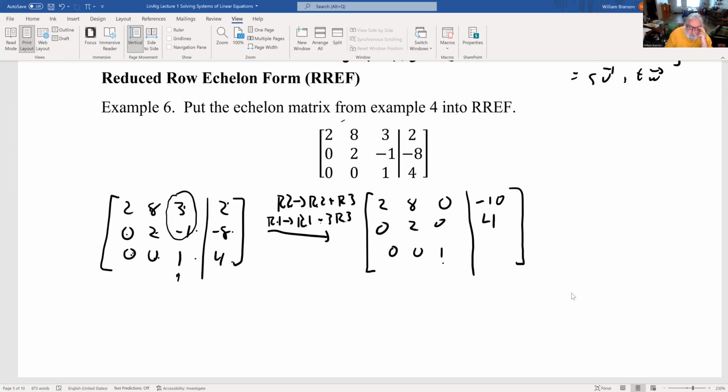So what we've done here is we've got a 1 here and zeros in its column and zeros in its row. So we will take R2 and cut it in half.